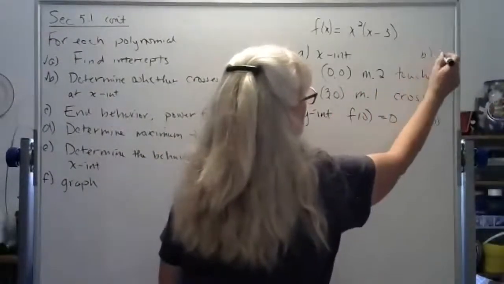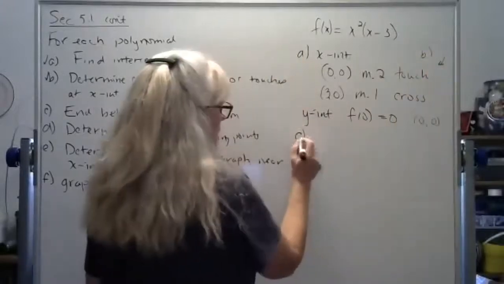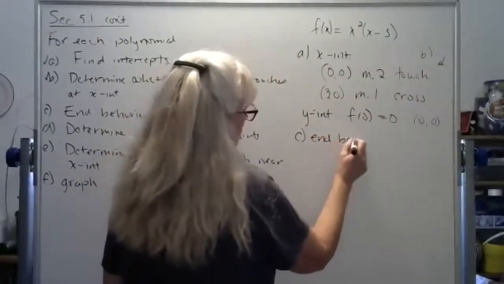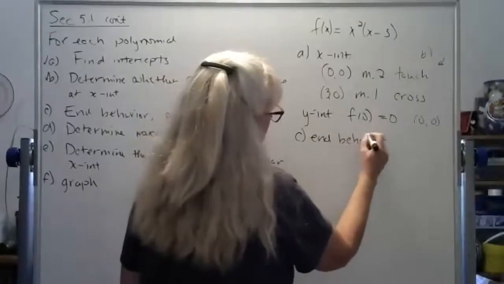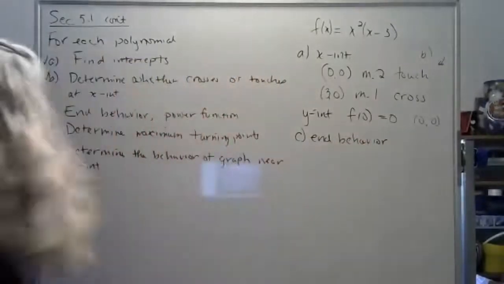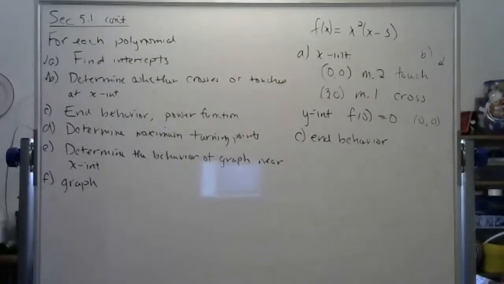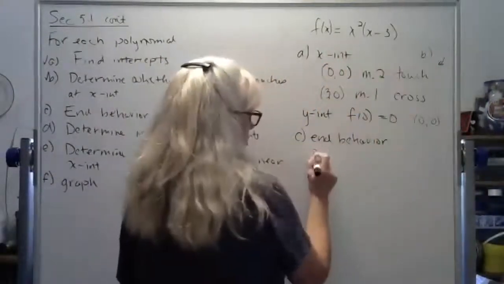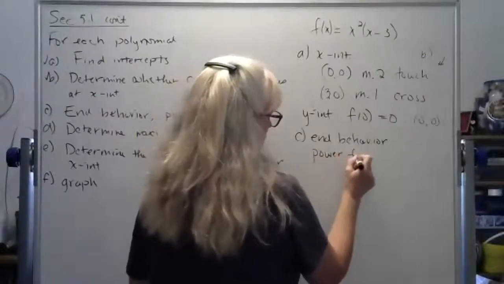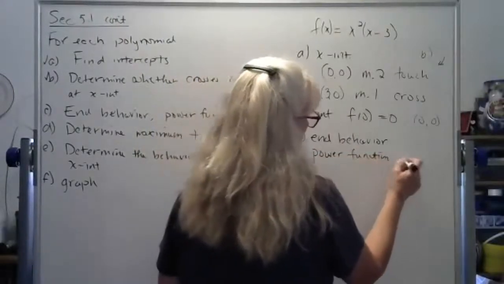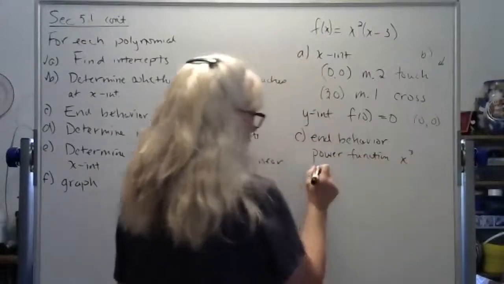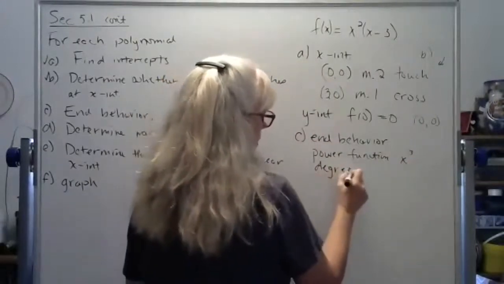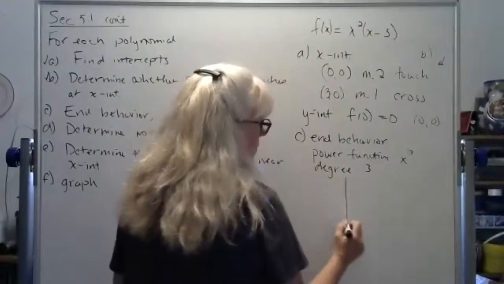That was part B sitting there. Okay, the end behavior. Yeah, what the graph is doing at the ends, and that comes from the power function. So what we need to do is figure out if we were to multiply everything out, what would we get? Well, we'd get an x to the third power. So the power function is x to the third. So that means it's a degree 3, and that tells me about my end behavior.